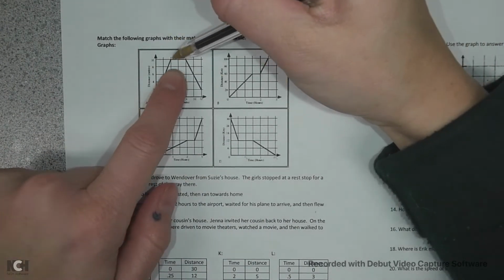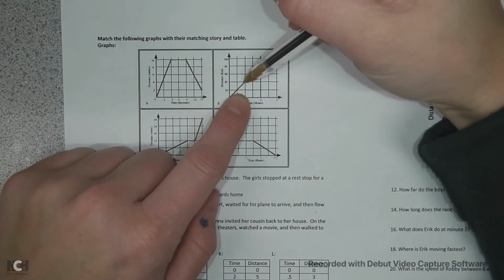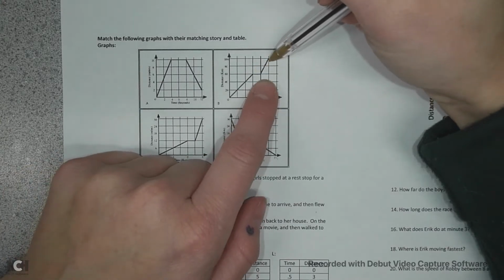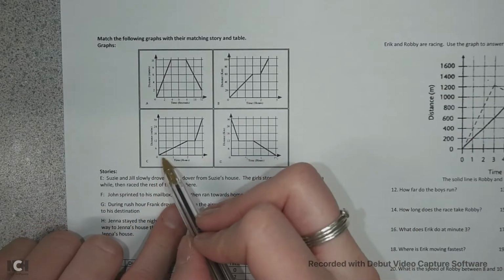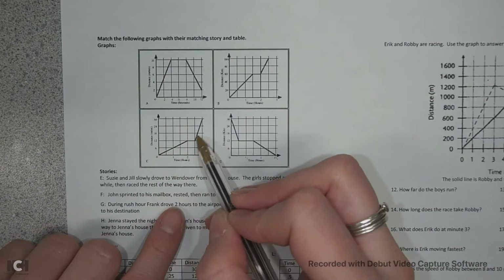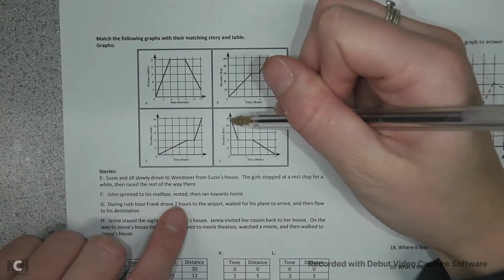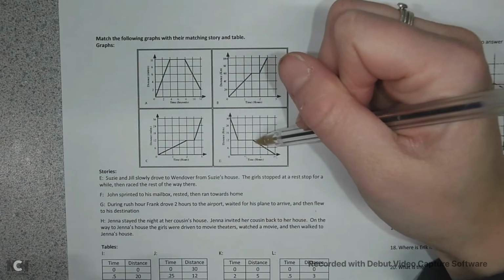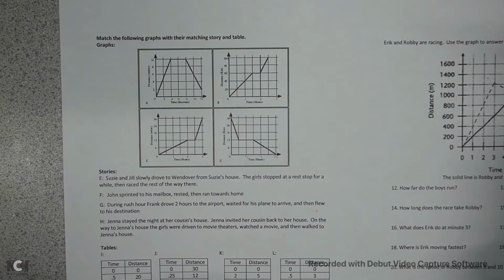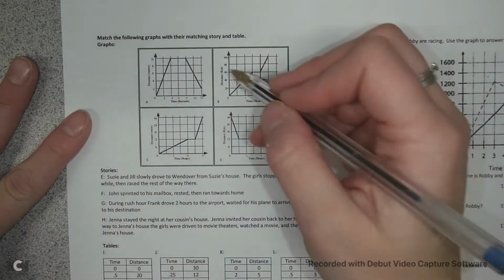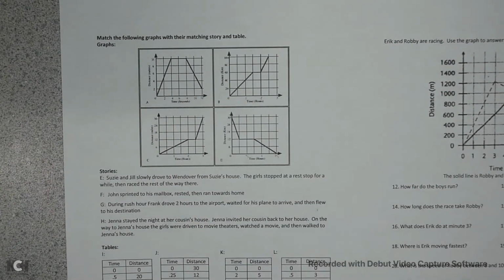This one leaves and then rests and then comes back towards home but doesn't quite make it. This one leaves, rests, and then leaves again. This looks a little bit more steep, so maybe they're moving a little bit quicker. This one is going slowly, stops, and then goes really fast. And this one comes from an opposite direction towards like home or something, rests, and then moves at a slower pace all the way home. So it doesn't start at home. So we have these stories that match with one of these. And then the tables that kind of go along with this information as well.